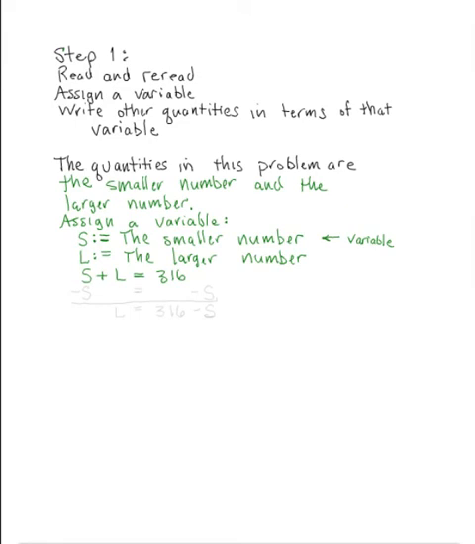So we're going to subtract S from both sides of the equation. Remember, whatever you do to one side of an equation, you have to do to the other. We'll draw this line. S minus S is 0, and 0 plus L is just L. So on the left now we have L equals. On the right we have 316 and S. Those are unlike terms that we cannot combine, so we leave this as L equals 316 minus S.